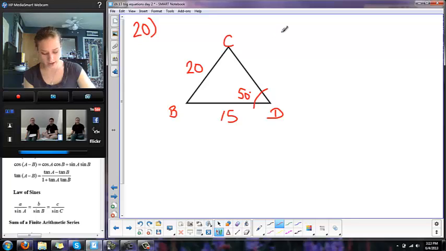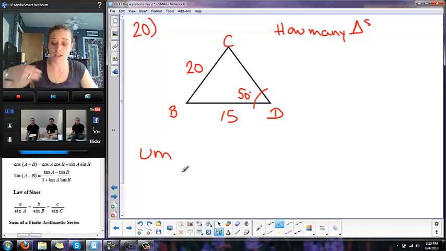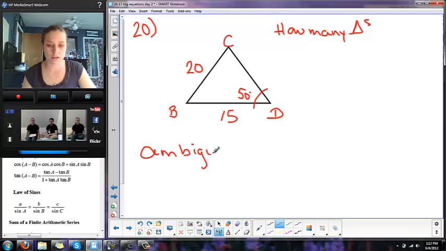And the question says, how many triangles can you form using this information in this triangle? Well, this is what we call the ambiguous case. Now, you don't really worry about this, but the word ambiguous, I can't spell. Ambiguous. That word really means uncertain.